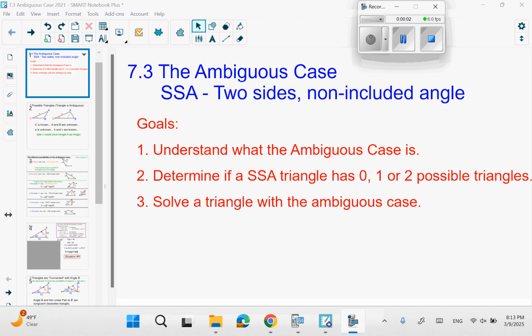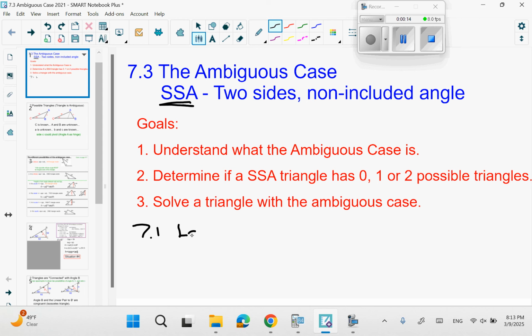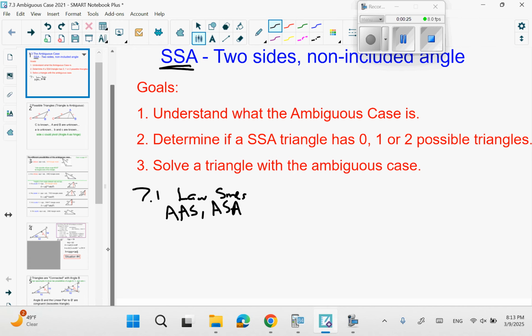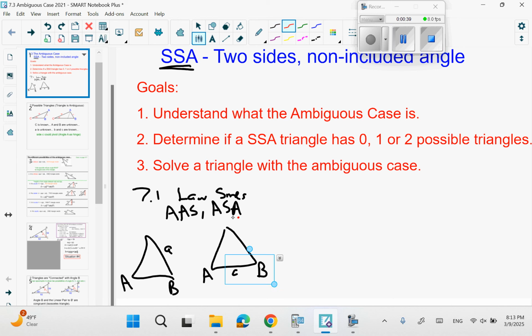Today we're going to do 7.3, the ambiguous case, which is all about when you're given side-side-angle. Remember that in 7.1 we have the law of sines that we can always use when we have angle-angle-side or angle-side-angle pretty efficiently.